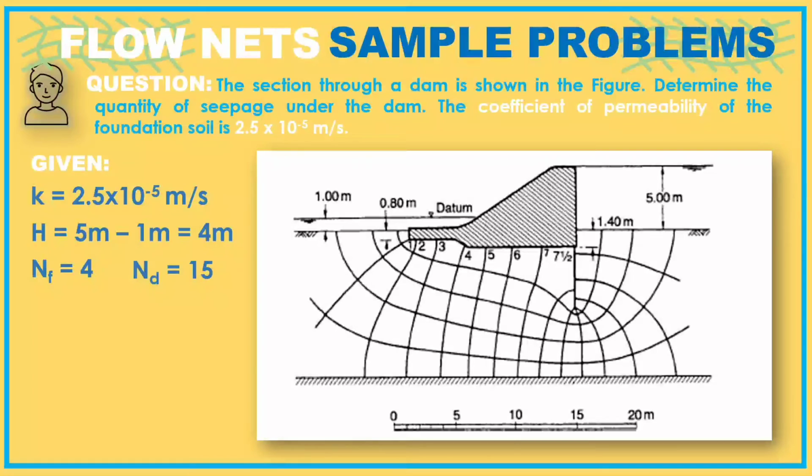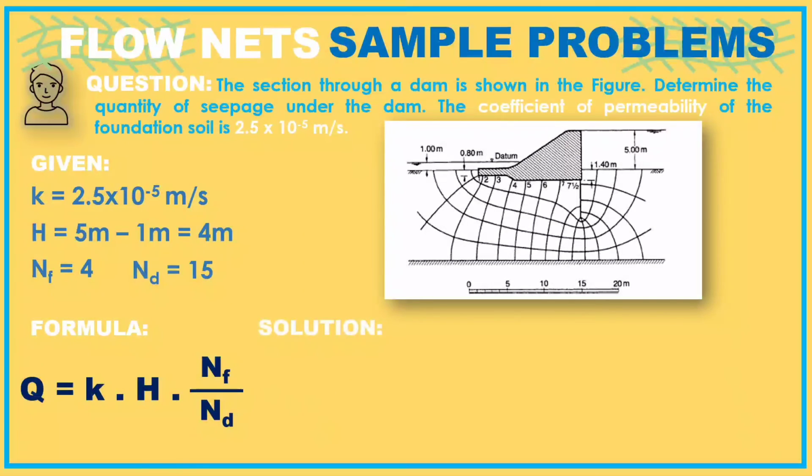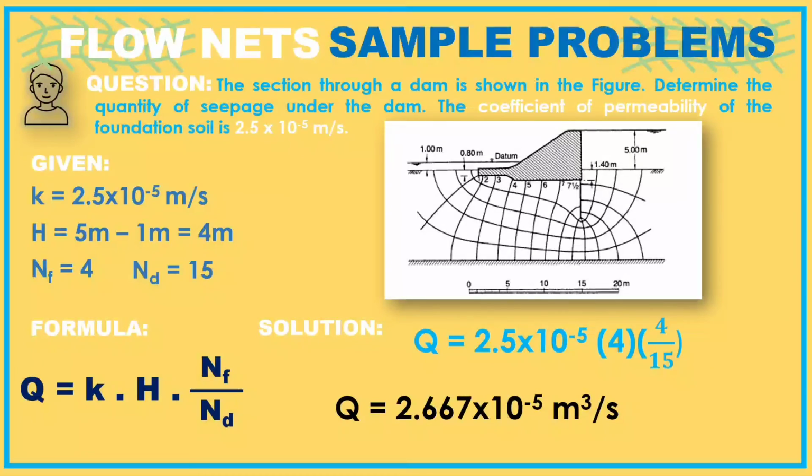With those givens, we could formulate our formula, since what is being asked in the question is the quantity of seepage. So we're going to use the rate of seepage loss. Let's find our Q. Let's input the givens and do our calculations. Q is equal to 2.5 times 10 raised to negative 5 multiplied by 4 multiplied by the quantity of 4 divided by 15. Therefore, our Q would become 2.667 times 10 raised to negative 5 cubic meters per second.